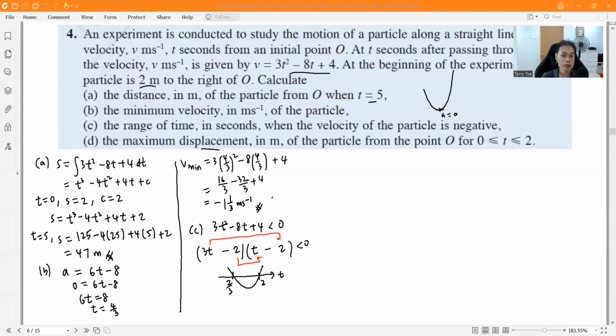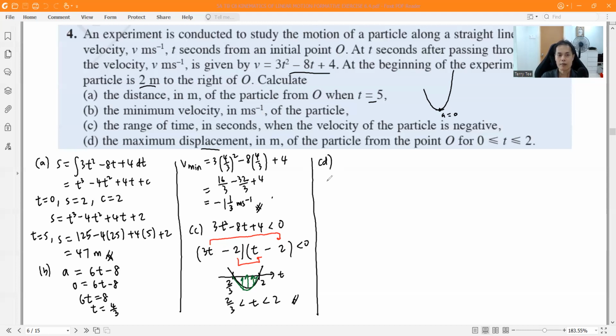Now, in order for the velocity to be less than 0, it should be below here. Let me just use a different color, green. So, okay, your p-value should be anything between 2/3 and 2. All right.